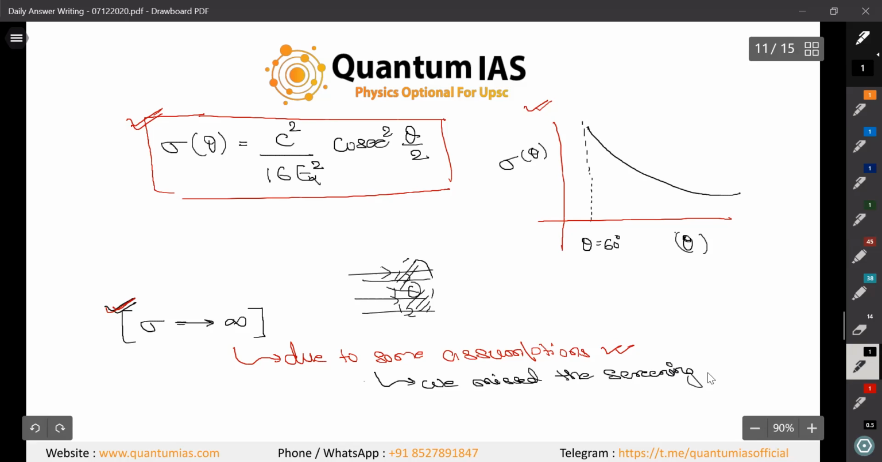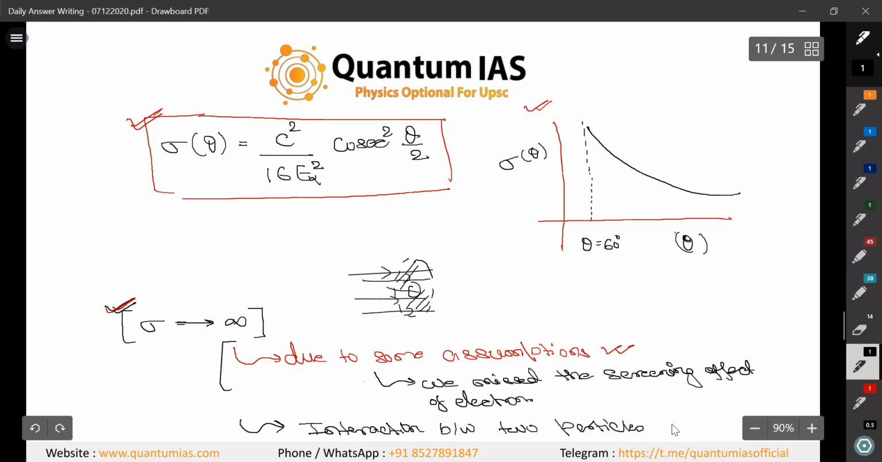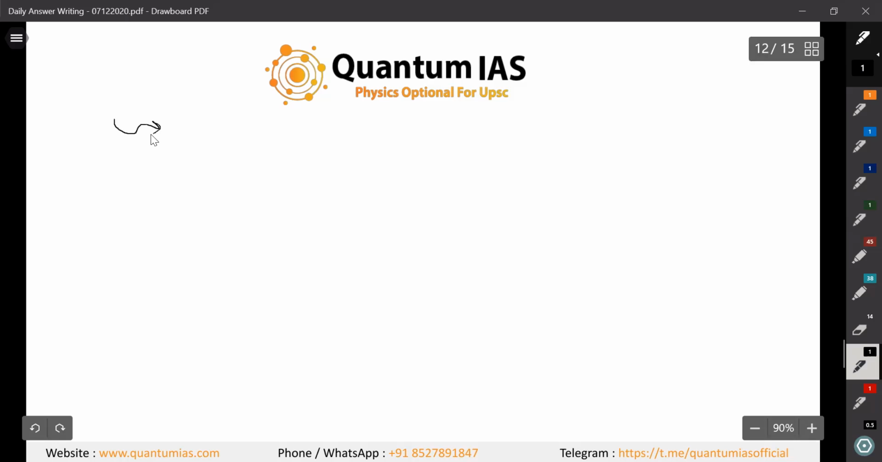The screening effect of electron, right? Also some more assumptions that we have taken for this calculation: interaction between two particles only, right? One target and one nucleus. But in reality there are a number of target particles, and there are a number of projectile particles, or the particles that we have thrown in there. Okay. Also, all done in center of mass frame.